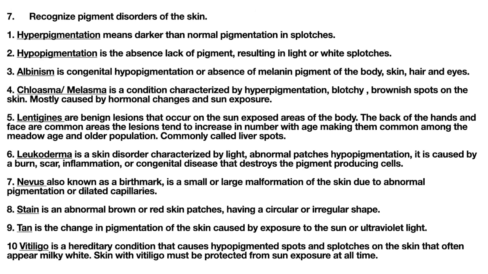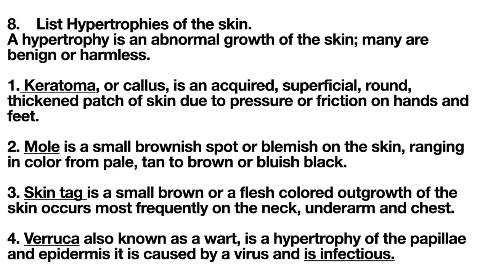Number 10, vitiligo is a hereditary condition that causes hypopigmented spots and splotches on the skin that often appears as milky white. Skin with vitiligo must be protected from sun exposure at all times. List hypertrophies of the skin. A hypertrophy is an abnormal growth of the skin. Many are benign or harmless.